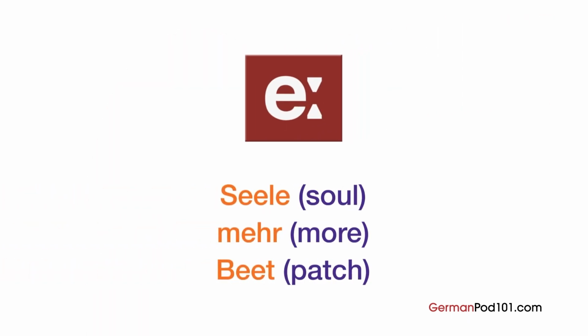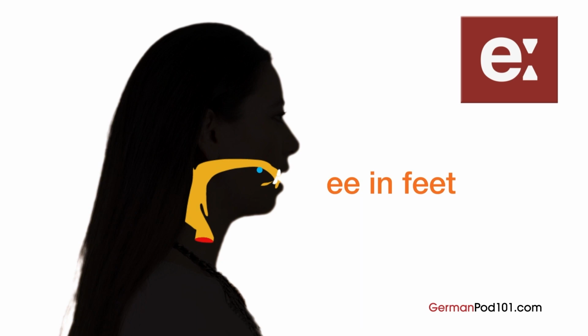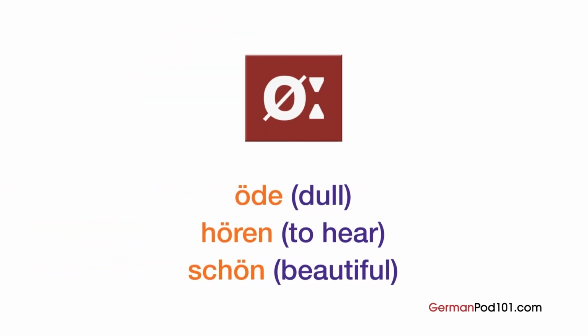The next vowel is E, as in Seele, mehr, bet. This sounds a little bit like the double E in the word feet, except your tongue is not as high. Try to relax your jaw and say it as if to allow the vowel to spill out. Listen to Elisa.